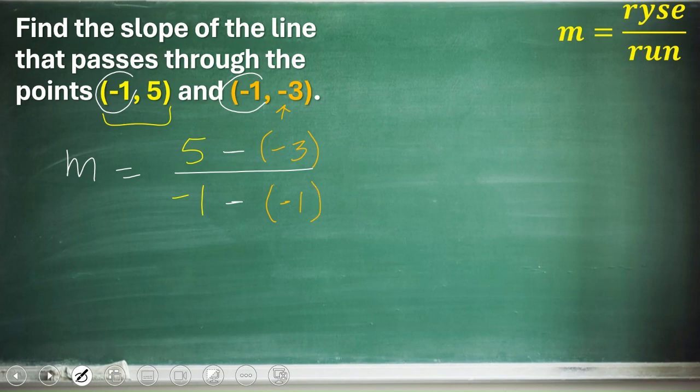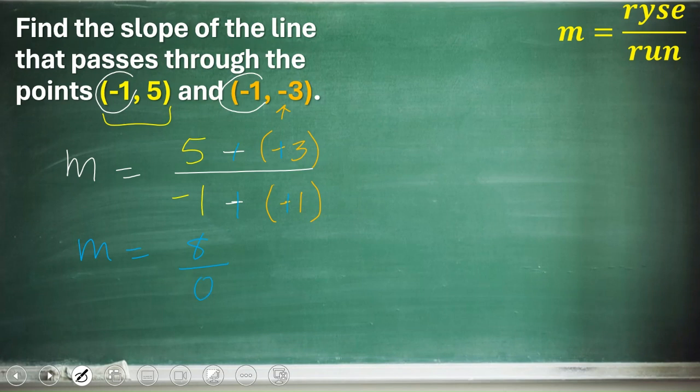All right, we are ready to simplify. So m equals 5 minus -3. Two negatives in math make a positive. So we have 5 plus 3, which is 8. And we have -1 minus -1. Two negatives, again, make a positive. So we have -1 plus 1, which is 0.